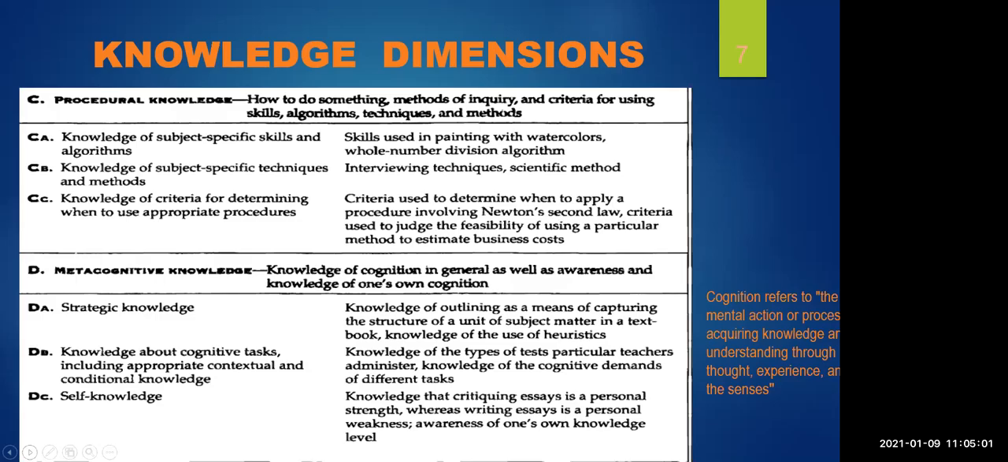And the last one is your metacognitive knowledge. Cognitive means it is related to the mind. Cognitive refers to the mental action or process of acquiring knowledge and understanding through thought, experience and senses. So it is related to the mind, the knowledge which is stored and automatically touches the feelings or attitude of the person. That is what cognition is: the knowledge of cognition in general, as well as awareness and knowledge of one's own cognition. So we should know our own knowledge.